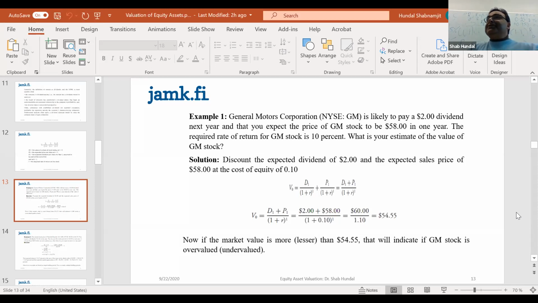And this is not exactly the price in the market. What you do is immediately check the price outside. If the actual market price is below 54.55, it means GM is undervalued. And if the market price at that time is more than 54.55, then you can say that GM is overvalued. Very rarely would they be the same. So you can make some kind of judgment about it. Okay.